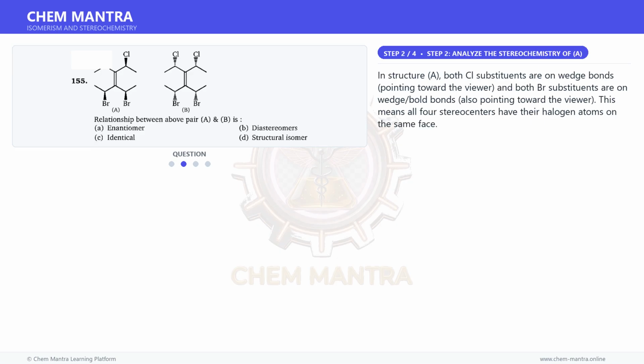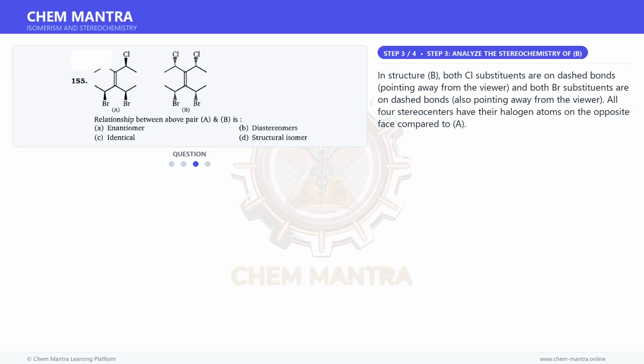In structure A, both Cl substituents are on wedge bonds, pointing toward the viewer, and both Br substituents are on wedge bold bonds, also pointing toward the viewer. This means all 4 stereocenters have their halogen atoms on the same face. Moving on to the next step.